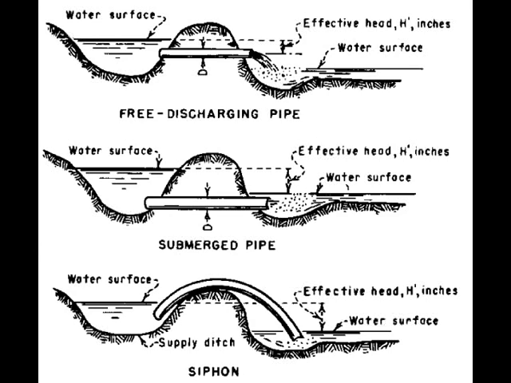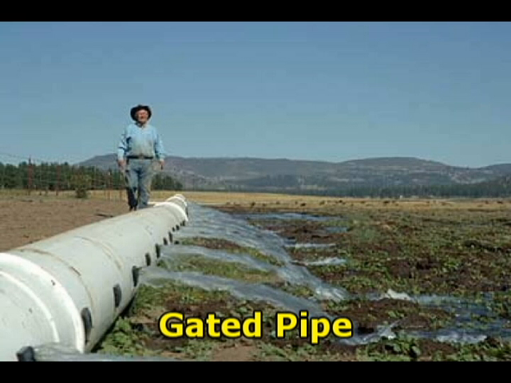Hydraulic head is the difference in height between the supply ditch and the center line of the discharge end of the tube, or the water level in the furrow when the discharge end is submerged.